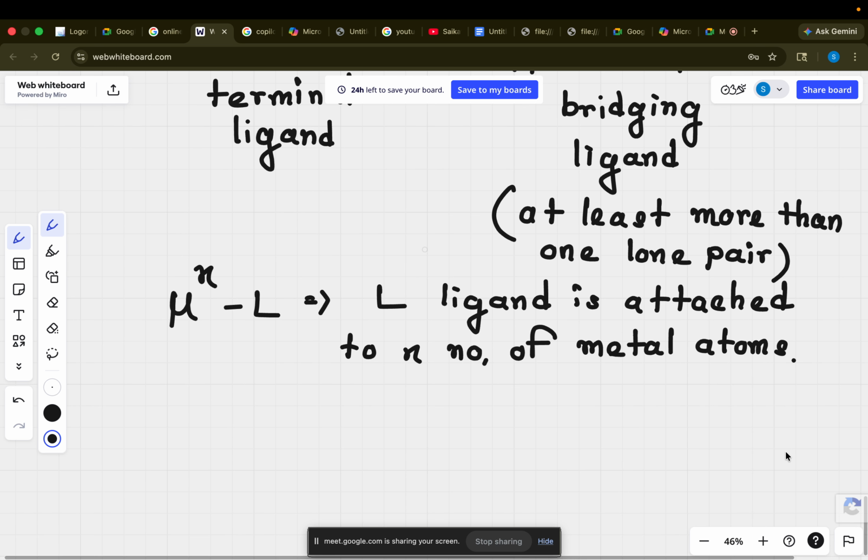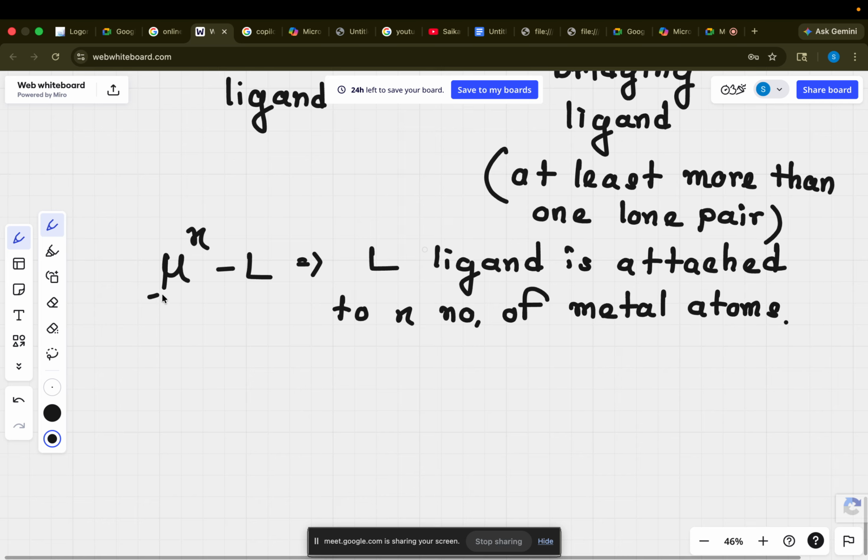So mu xL, mu stands for your bridging ligand symbol. X is the number of metal centers, with how many metal centers the ligand is attaching, that is represented by x. And L stands for the specific ligand we are talking about. Clear? Tell me any doubt up to here, any doubt?